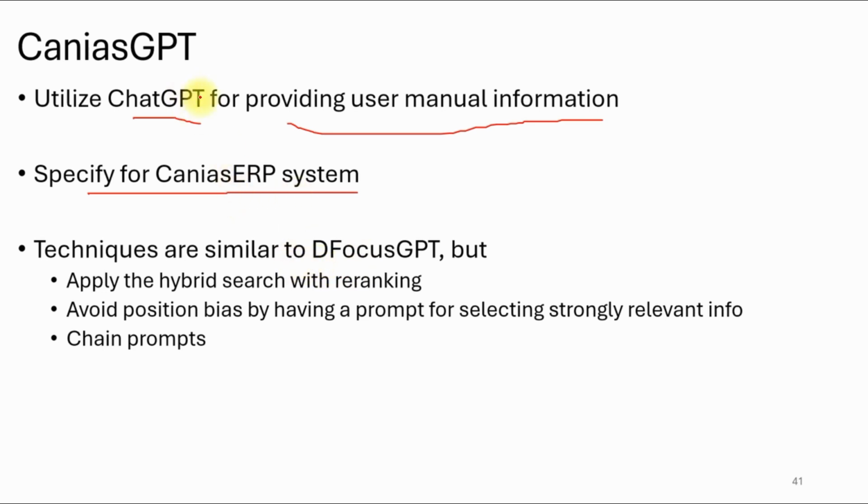The technique in the Canvas GPT is similar to Dfocus GPT, but I have some adjustments in this version. I applied hybrid search with re-ranking in this version, and because this problem is purely based on RAG, the position bias also exists. So I try to have a prompt and a technique to avoid position bias. I developed a prompt for selecting strongly relevant information. I will explain that later. And in this technique, instead of applying one prompt, I apply a chain of prompts. I think maybe in our work, we also follow the chain of prompts.